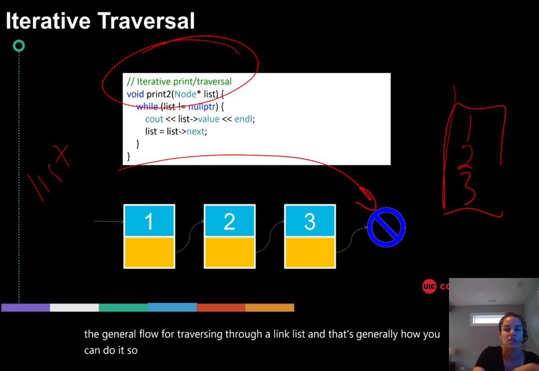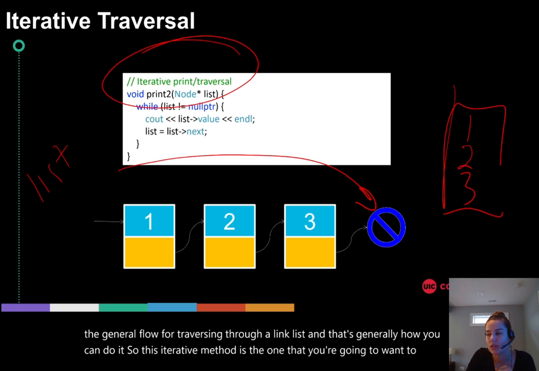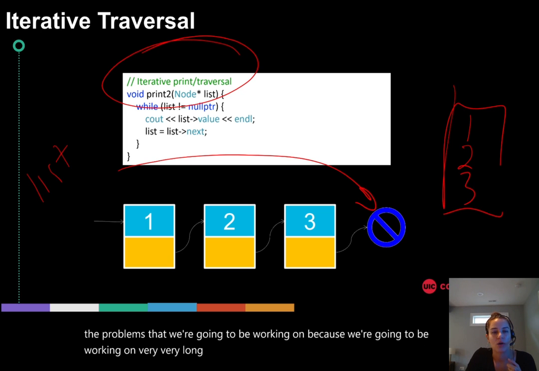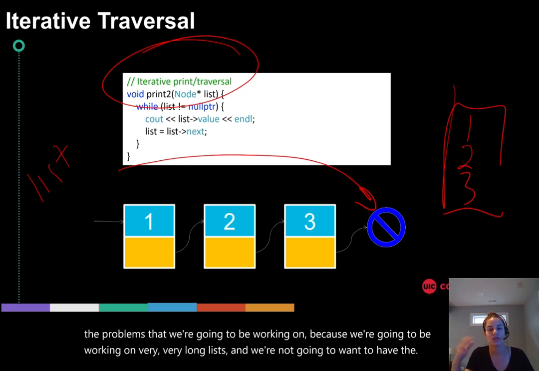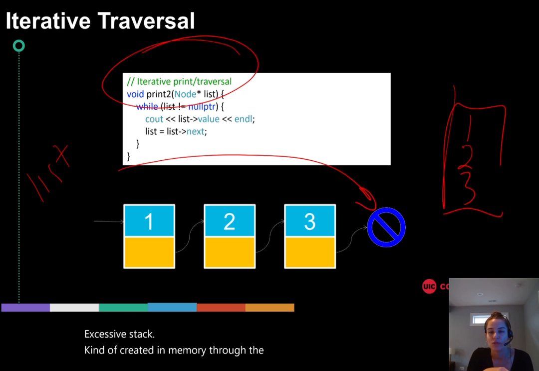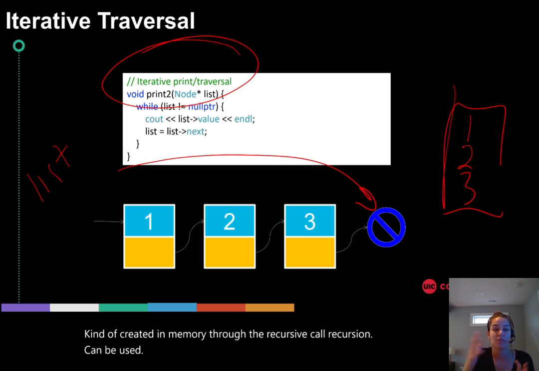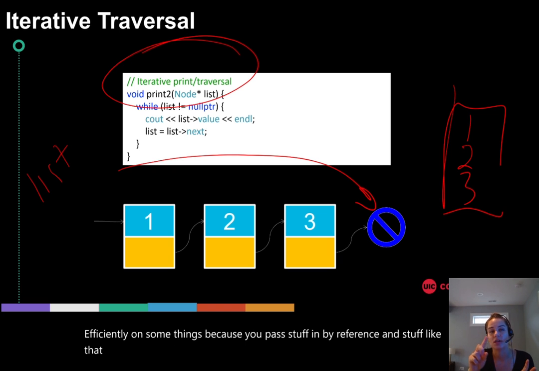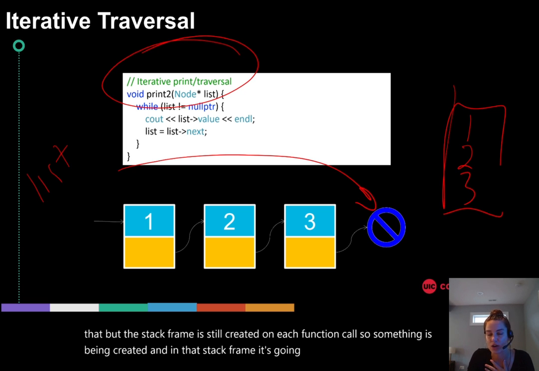So this iterative method is the one that you're going to want to use on the problems that we're going to be working on, because we're going to be working on very, very long lists, and we're not going to want the excessive stack kind of created in memory through the recursive call. Recursion can be used efficiently on some things because you pass stuff in by reference, but the stack frame is still created on each function call. So if something is being created in that stack frame, it's going to potentially lead to stack overflows on large inputs.